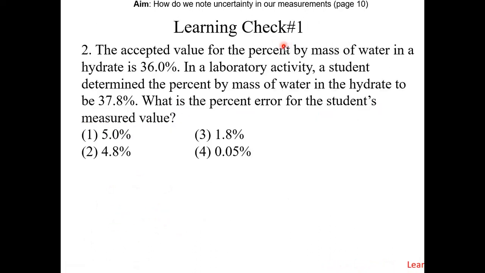Okay, let's do a learning check. The accepted value for the percent by mass of water in a hydrate is 36%. In a laboratory activity, a student determined the percent by mass of water in a hydrate to be 37.8%. What is the percent error for the student's measured value? So pause the video, resume once you have the answer. So the answer is 1. Okay, so again, use Table T's equation and you'll get this answer.